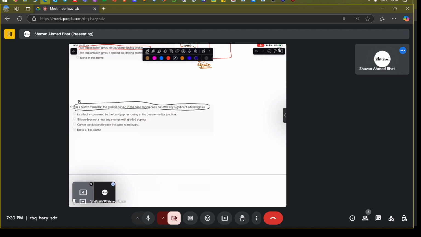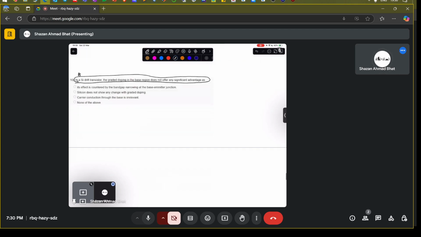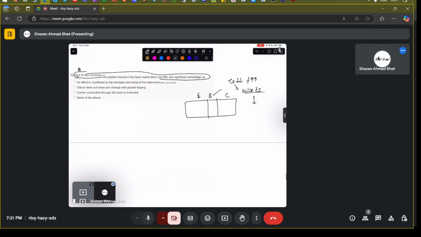First of all, if we somehow in the base region, you saw that there is something called transit time. So if you reduce the transit time, the frequency is going to increase. How do you reduce the transit time? By making the electrons go faster. And how do you make the electrons go faster? You either apply a field or you make a slope in the conduction band. So that's what you do.